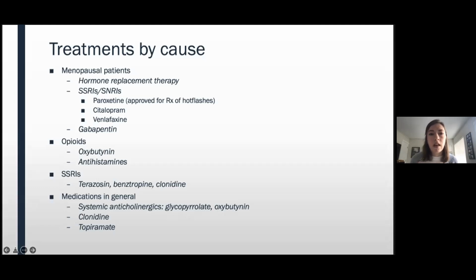And then just lastly, for treating the symptoms of night sweats caused by medications, I know it's not ideal to treat medication side effects with more medications, but sometimes, like I mentioned, for SSRIs or other medications, patients really can't come off of the medication or don't want to. And so things that you can consider are systemic anticholinergics like glycopyrrolate or oxybutynin, clonidine, and topiramate, which can all be used to treat night sweats in those cases.